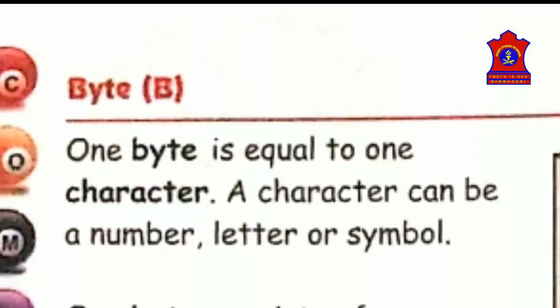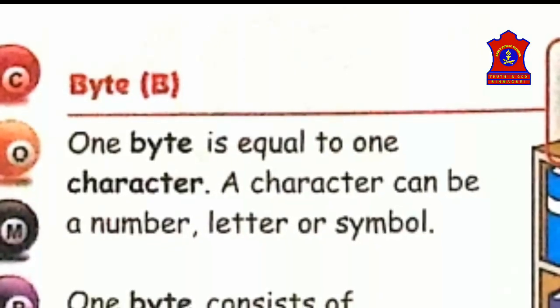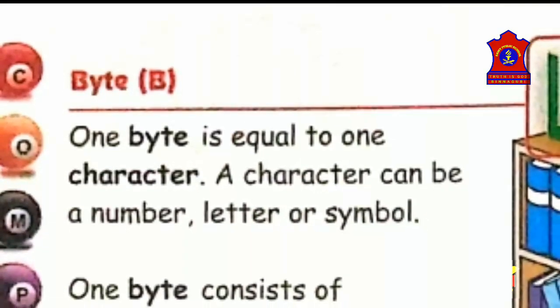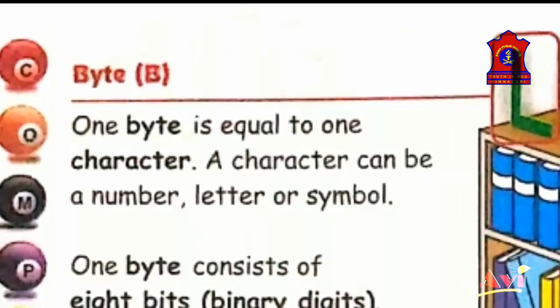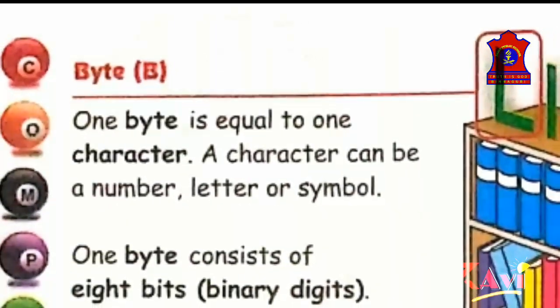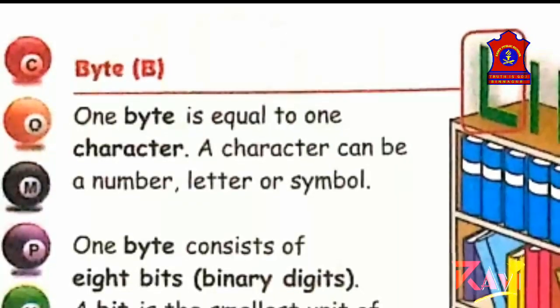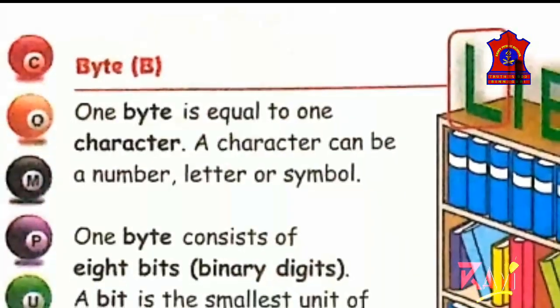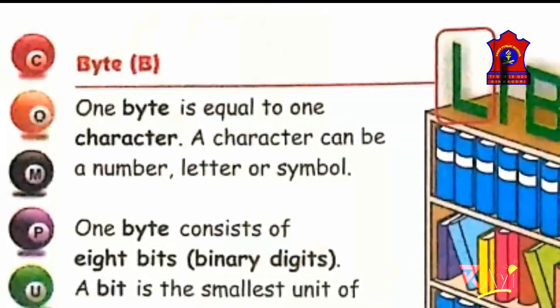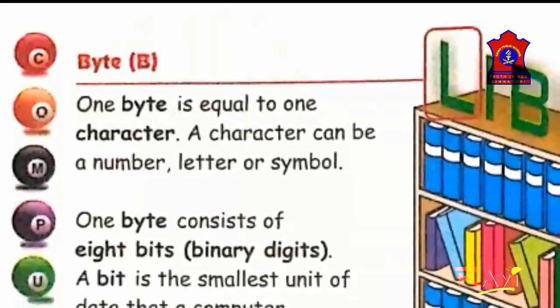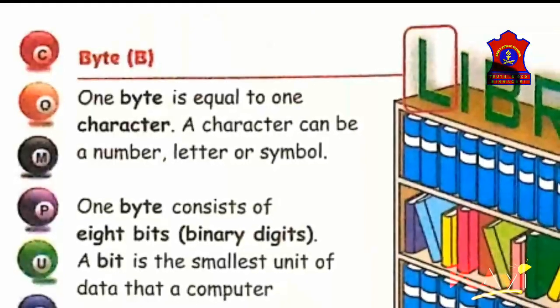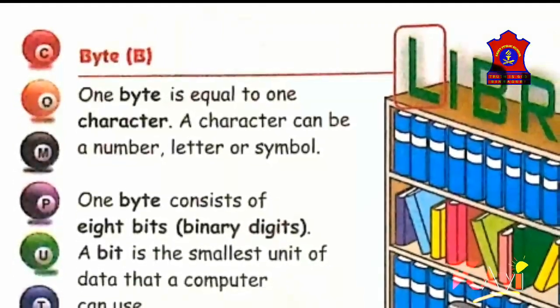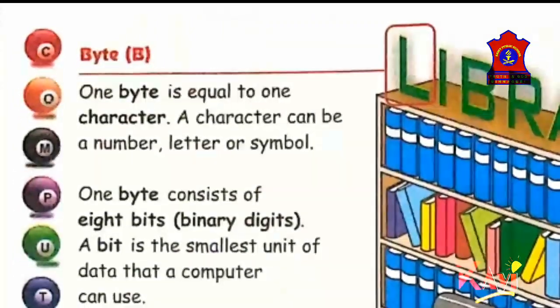Now, let's learn about it one by one. Byte: one byte is equal to one character. A character can be a number, letter, or symbol. One byte consists of 8 bits, which are known as binary digits. A bit is the smallest unit of data that a computer can use.